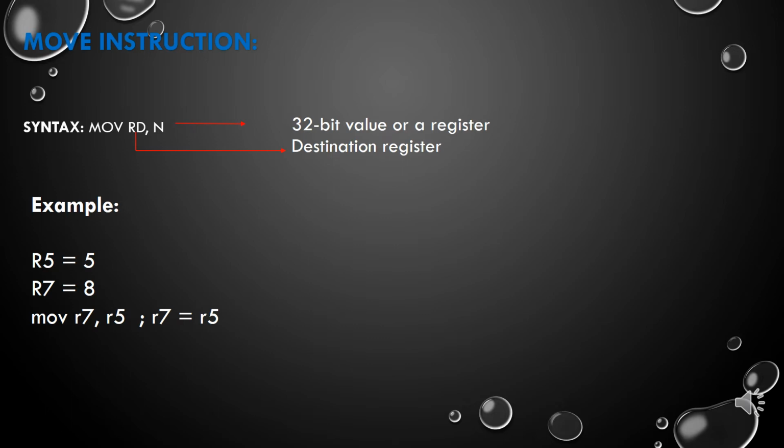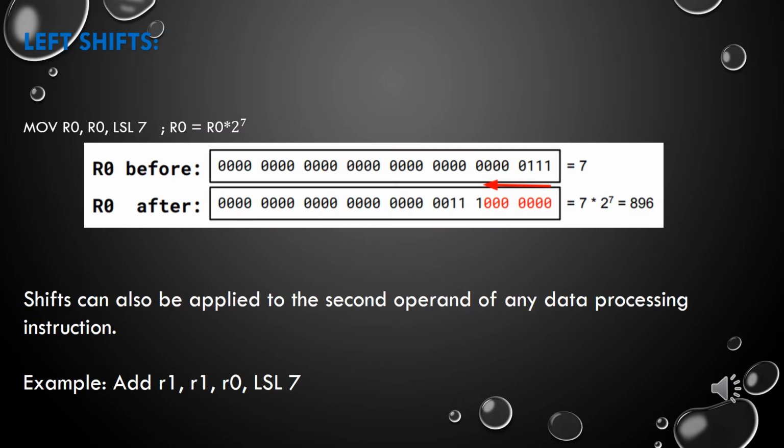Left shifts effectively multiply the content of a register by 2 to the power s, where s is the shift amount. As an example, consider this instruction, move R0, R0, LSL7. This means that the value of R0 is multiplied by 2 to the power 7 and stored in register R0. As we see, R0 was 7, and after the shift to the left, it changed to 896.